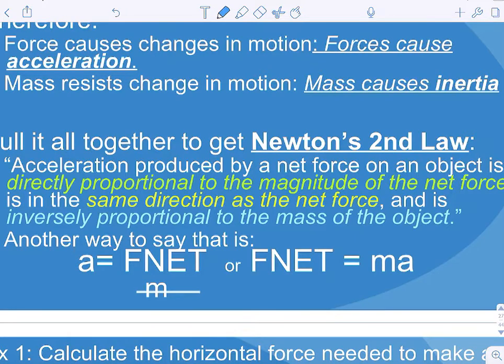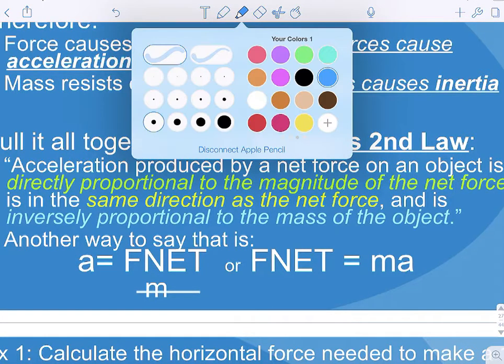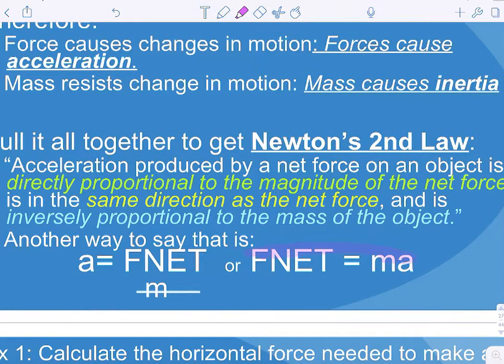Accelerations are produced by a net force on an object and are directly proportional to the magnitude of the net force in the same direction as the net force and is inversely proportional to the mass of the object. Most of you know this law as F net equals mass times acceleration.